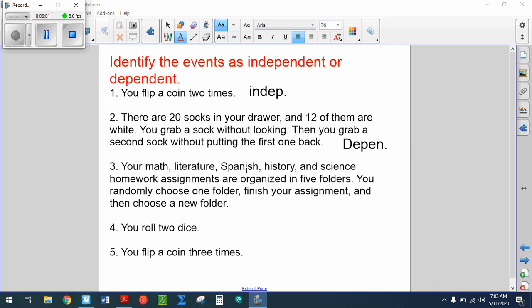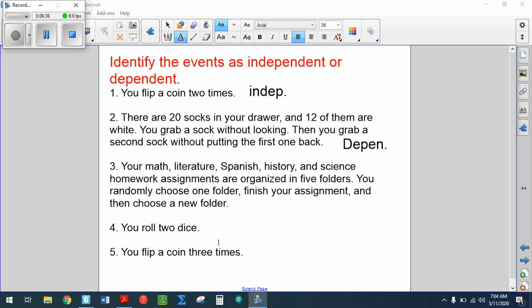For number 3, it says your math, literature, Spanish, history, and science homework assignments are all organized into 5 folders. You randomly choose your folder. You finish your assignment, and then you choose another folder. So this kind of depends. If you choose a folder, you put your homework in there, you put it back into the stack, and then you randomly choose another one, well, then those would be independent events. If you set the folder aside because you've already finished it, so now you have fewer folders left, then that would be dependent.